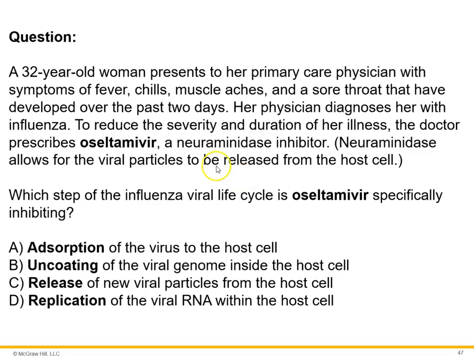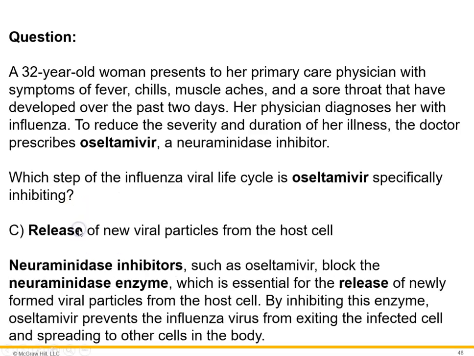Okay, so what you need to do is go on a hunt, and you're looking for the most pertinent information. This is talking about the viral life cycle, so we need to think, what's the mechanism of action here? Well, it's a neuraminidase inhibitor, and that's going to prevent viral particles from being released, right? If neuraminidase normally allows for viral particles to be released, we're preventing it, so we're going to be preventing the release of new viral particles from the host cell, or C.